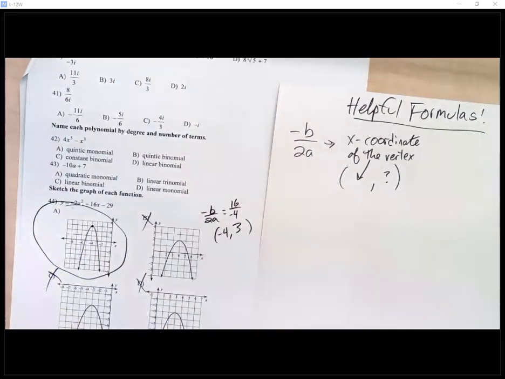I know it's down like a frown. That should probably be enough for me to pick the right graph. If it's not, let's say that there's two graphs that are down like a frown that have that same vertex. Now I'm literally just gonna plug in one more point nearby, because now it's just gonna depend how wide or narrow the graph is. And that's it.